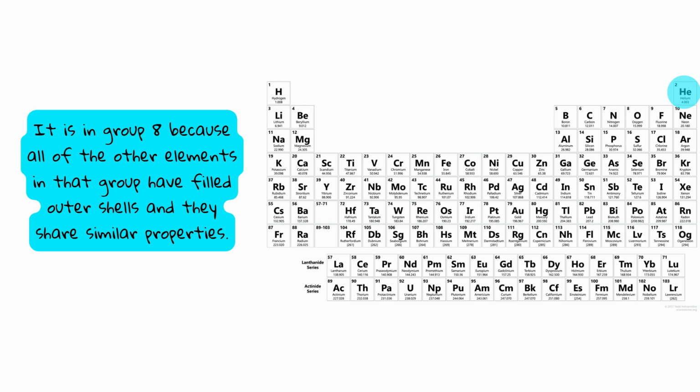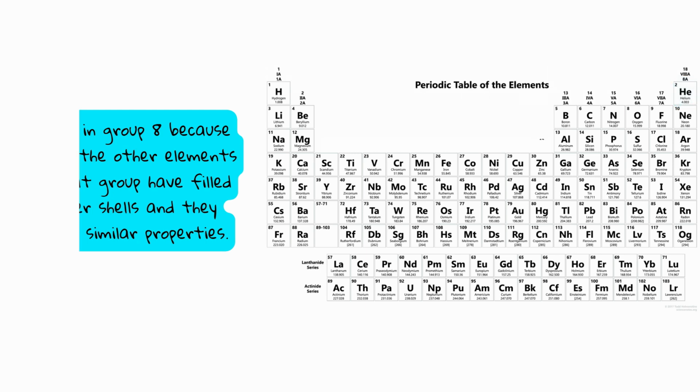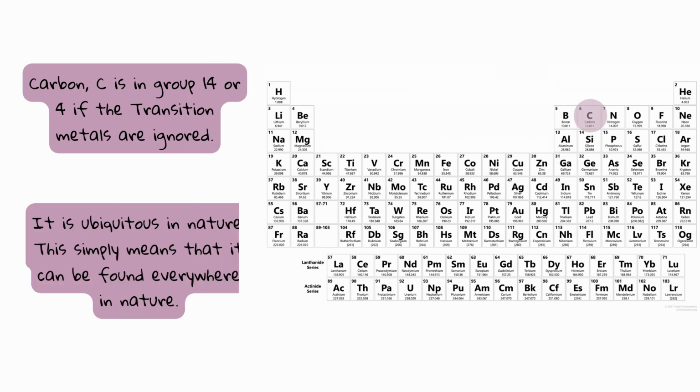Helium is in group 18, or 8 if you ignore the transition metals, because all of the other elements in that group have filled their outer shells and they share similar properties. Carbon is in group 14, or 4 if the transition metals are ignored. It is ubiquitous in nature. This simply means that it can be found everywhere in nature.